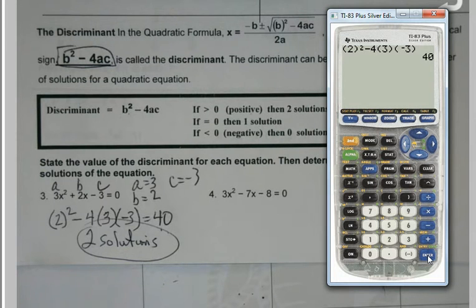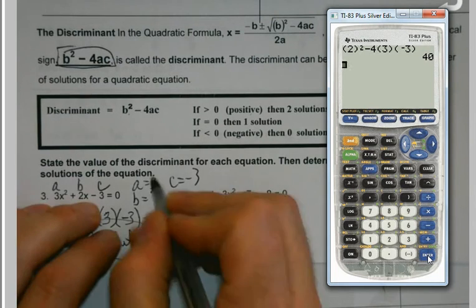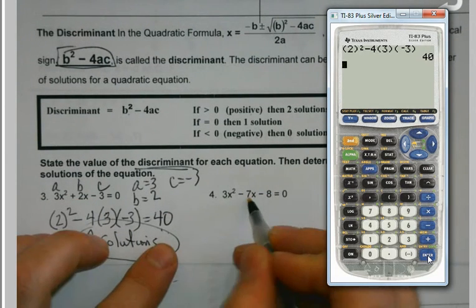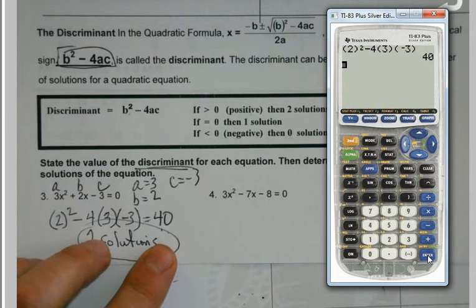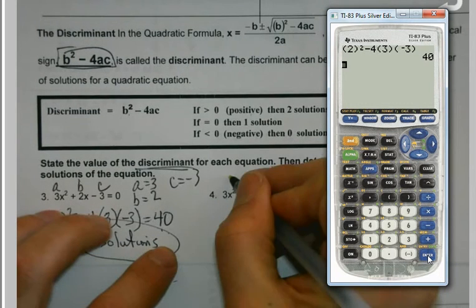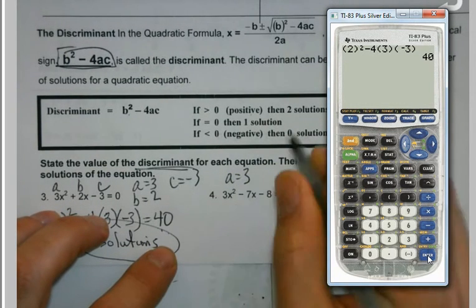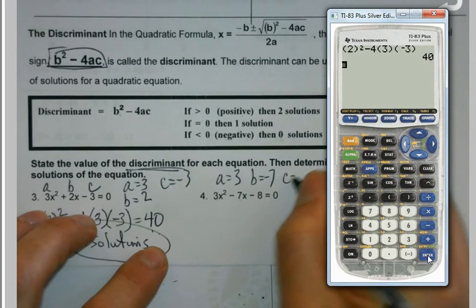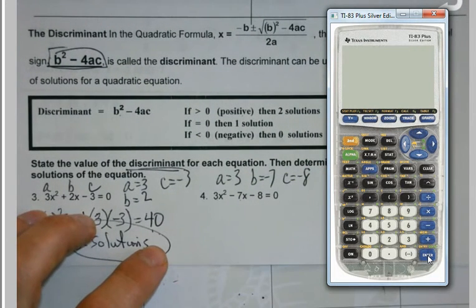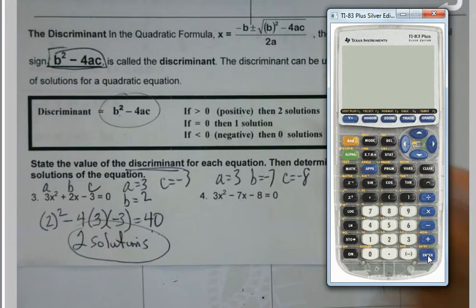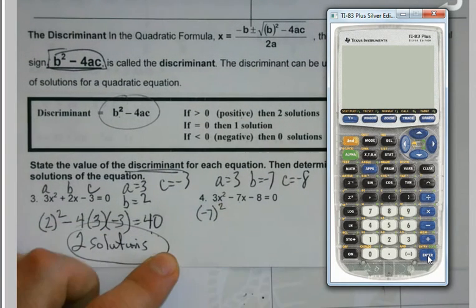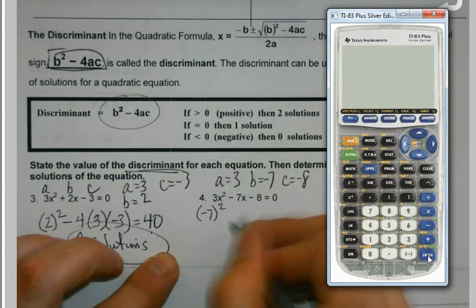So, as you're doing these, if you're asked to just find the discriminant, all you're going to do is take those 3 values, and again, they're always going to be in order for you. So again, here, my a would be 3, my b would be negative 7, my c would be negative 8, and I'm going to plug them into the little mini formula, and that's it. But again, I want to make sure I use parentheses when I'm doing this.